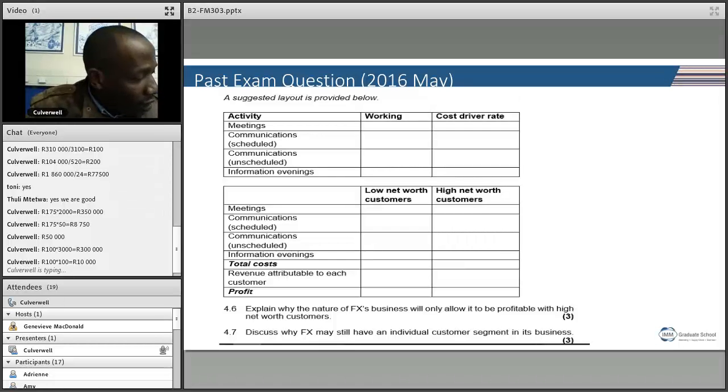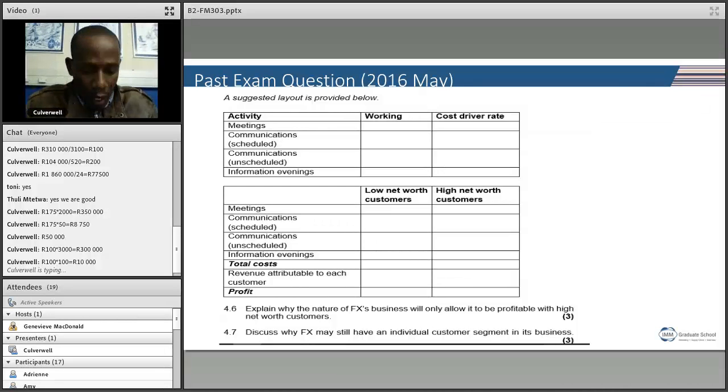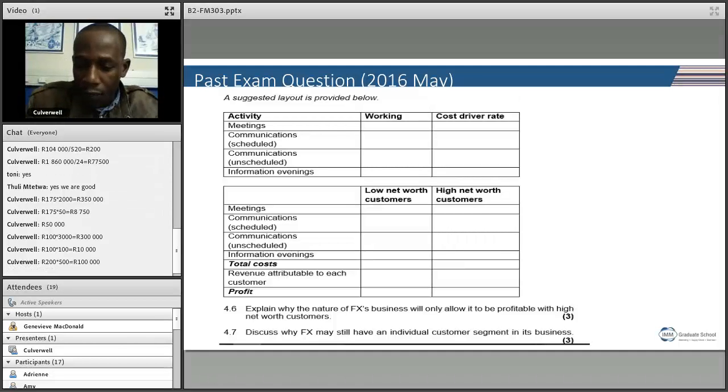And then I'll move on to the third activity here, which were customer communications unscheduled. It costed us 200 Rand per unit. So we're going to say the 200 multiplied by the number of those communications we had with low net worth customers, which are 500. So 200 multiplied by 500. It's going to give you 100,000.